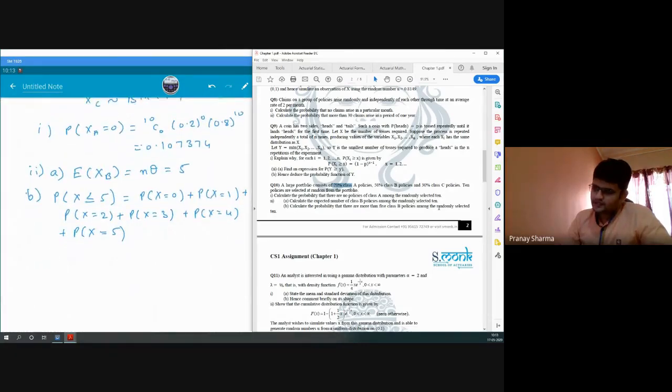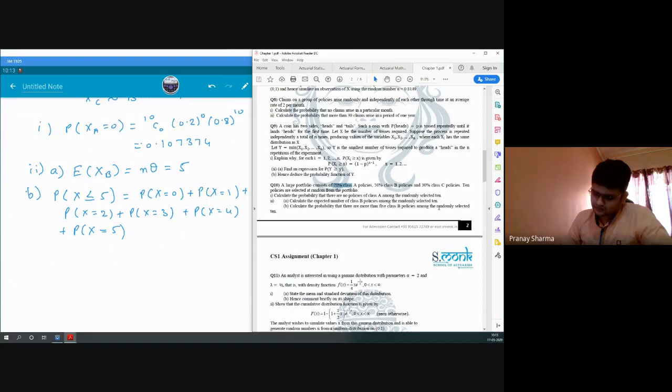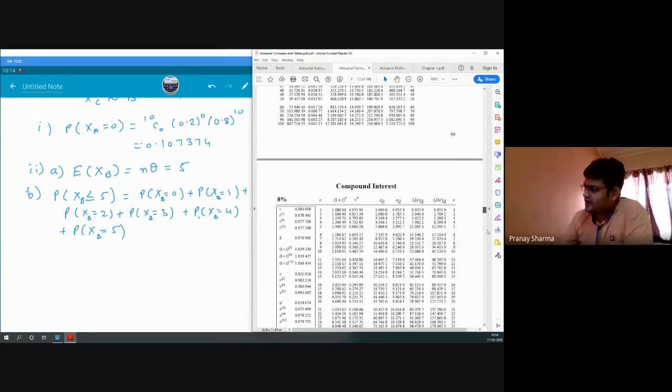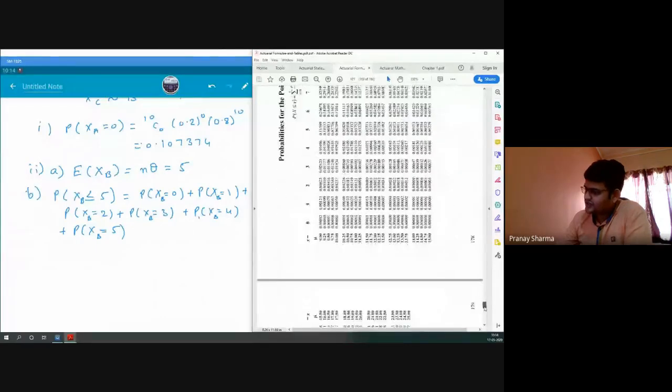Okay. To find these values, now one of the easier ways of finding these values, so this is all for B, right? So I'll say XB, XB, XB. These are all for B. Now the other way would be, we have our formula table book. In the end, we have tables for binomial distribution as well.